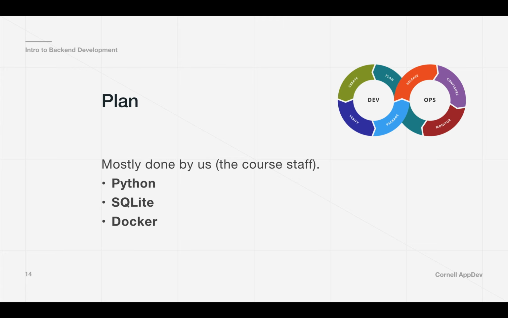Some examples: the planning stage is mostly done by us for the assignments that you have been working on. Something like picking the language, right? These are all steps that happen before you ever start coding. So we chose Python. For databases, we chose SQLite out of some other alternatives like Postgres or MySQL.